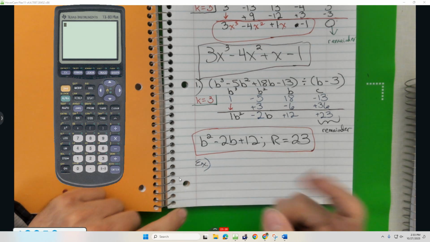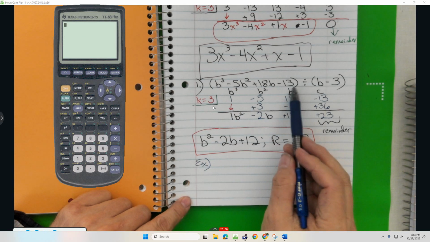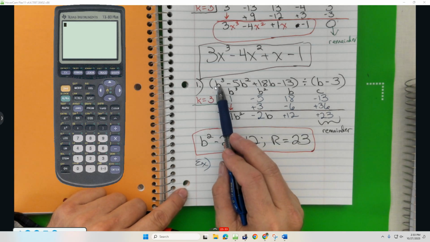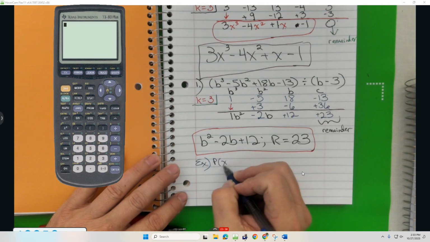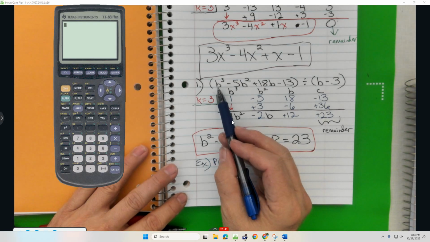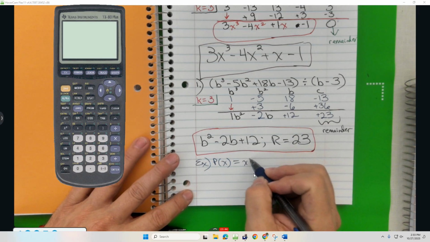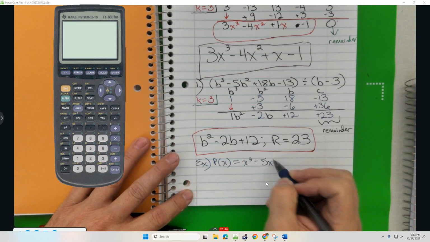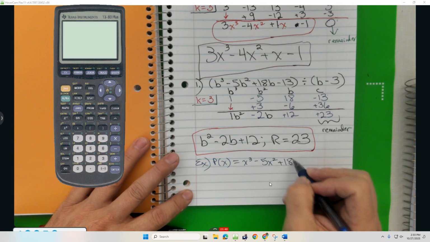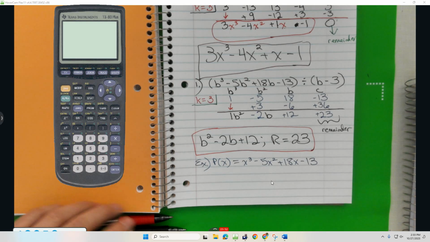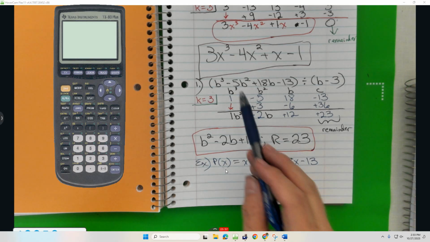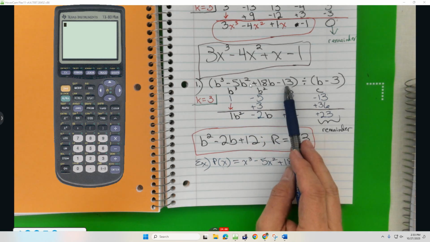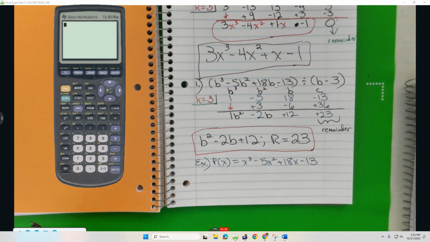Suppose we had, I want to use this dividend, but I don't like those variables of b. Since I'm making up the example, I'm going to call this thing p of x, a polynomial function. Instead of b's, I'm going to use x cubed minus 5x squared plus 18x minus 13. Here's my function. It's the same as what we had up here, except I just changed the b to an x.